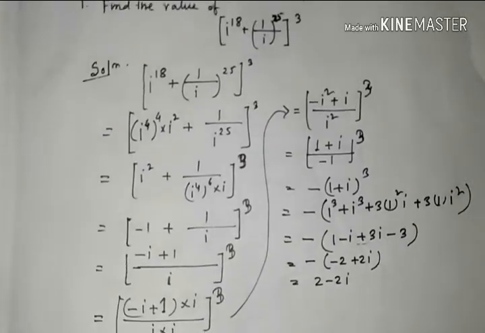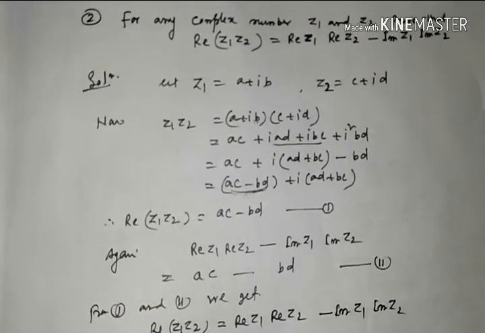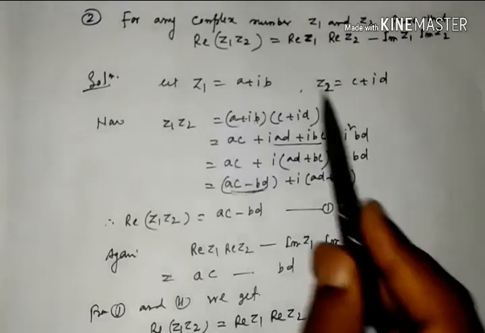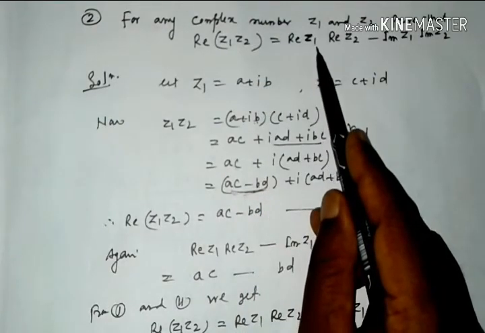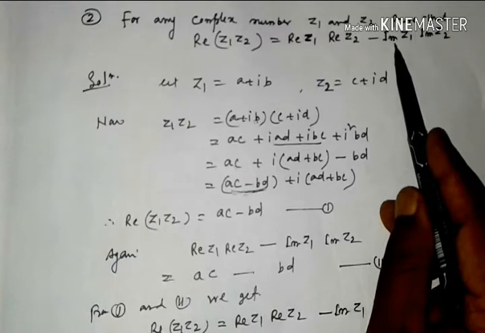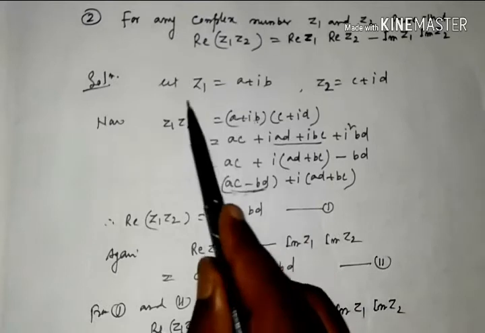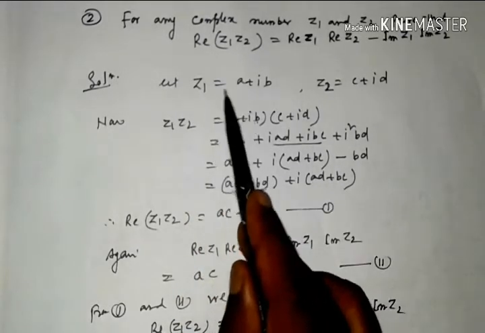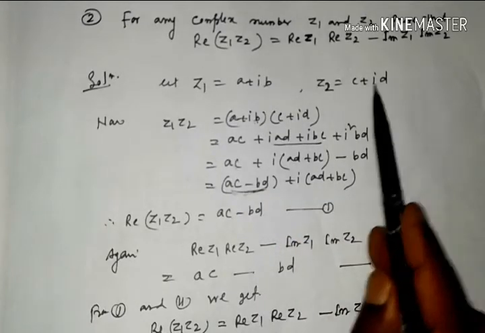Next problem: for any complex numbers Z1, Z2, prove that the real part of Z1 times Z2 is equal to the real part of Z1 times the real part of Z2 minus the imaginary part of Z1 times the imaginary part of Z2. Let the complex numbers be Z1 equal to A plus iB and Z2 equal to C plus iD.